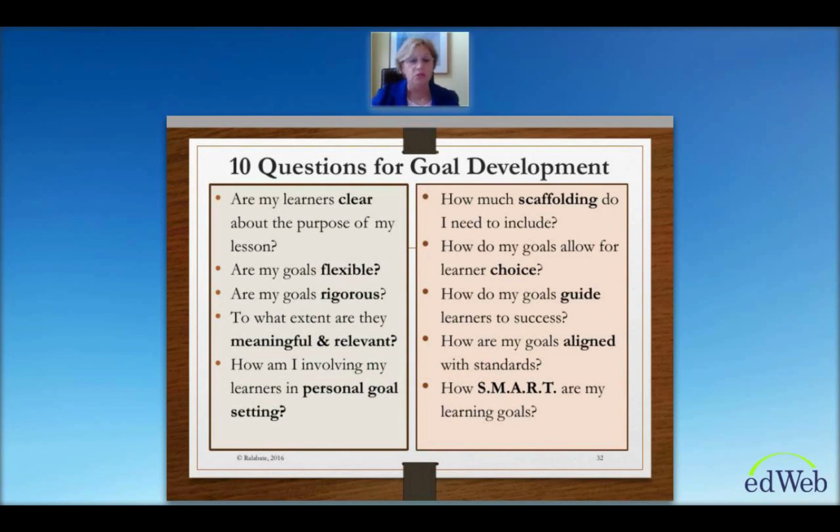Here are 10 questions that I like to use to reflect on my learning goals. They summarize the important considerations that we need to keep in mind as we're writing learning goals. And you can use them as a quick check to review your learning goals once they've been developed.